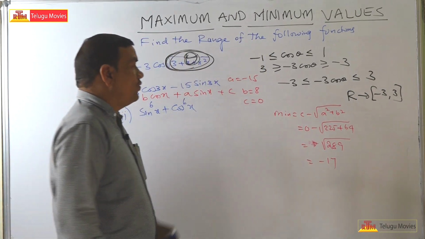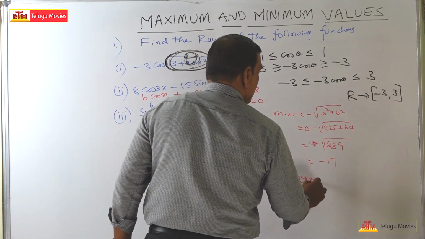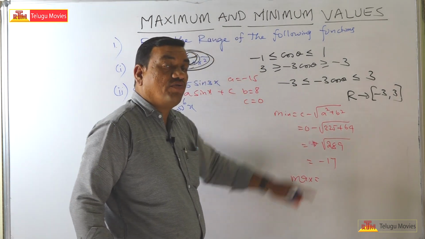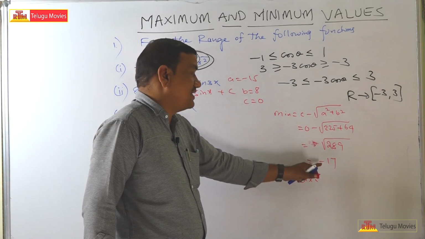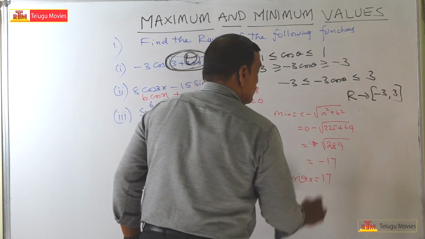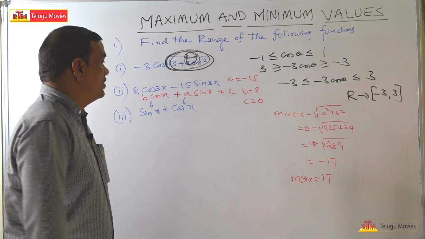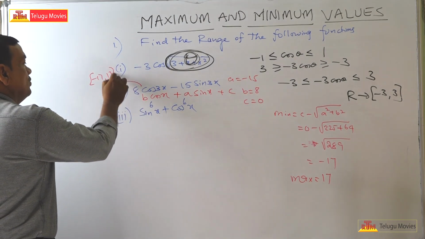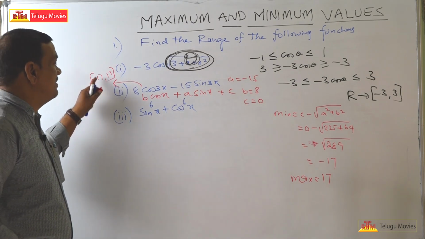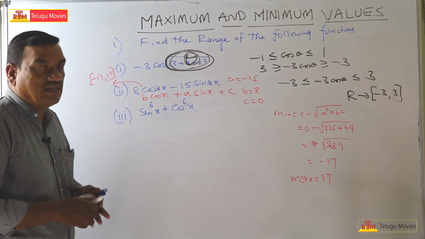Now the maximum value is c plus root of a square plus b square. Already the c value is 0, so plus will come. So this is equal to 17. Therefore, what is the range of this function? Closed bracket, minus 17 to 17. So the minimum value is minus 17, and the maximum value is 17.